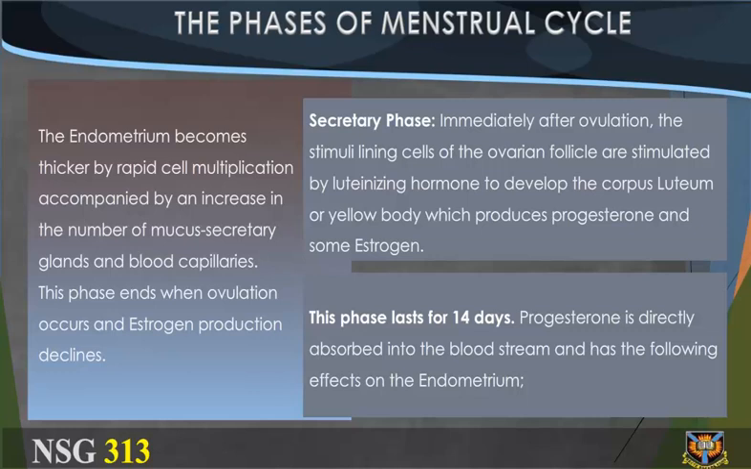Secretory phase. Immediately after ovulation, the lining cells of the ovarian follicle are stimulated by luteinizing hormone to develop the corpus luteum or yellow body, which produces progesterone and some estrogen. This phase lasts for 14 days. Progesterone is directly absorbed into the bloodstream and has the following effects on the endometrium.